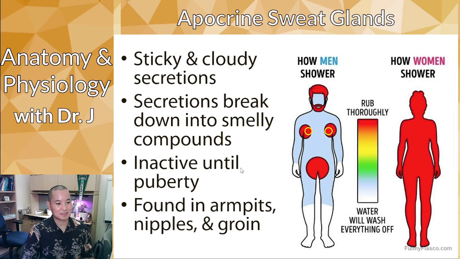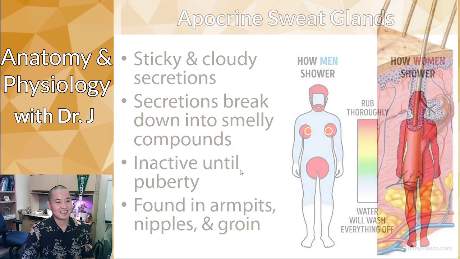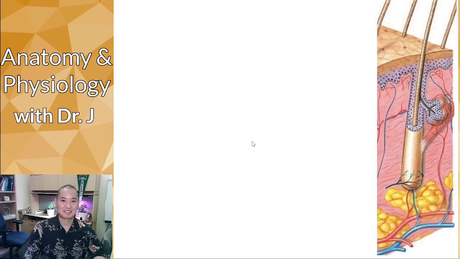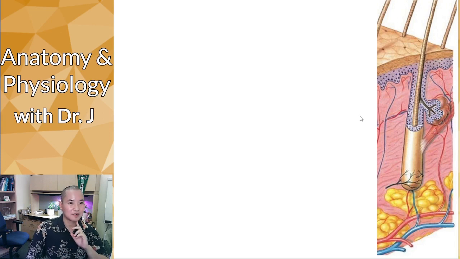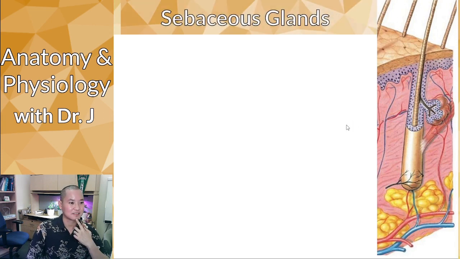But maybe some people don't wash that part. But yeah, so eccrine is the one that secretes the watery secretion and is very important in regulating our body temperature. But apocrine is the one that's important in secreting those smelly compounds and those sticky substances. Okay, let's talk about another special type of gland called sebaceous glands.